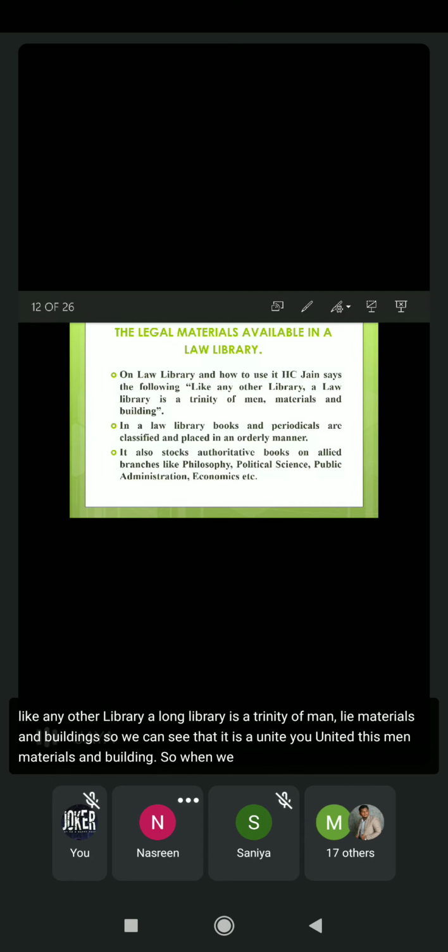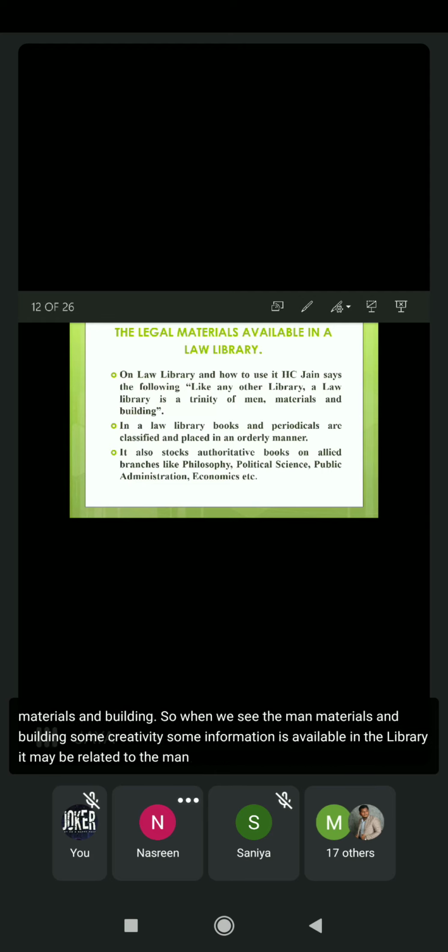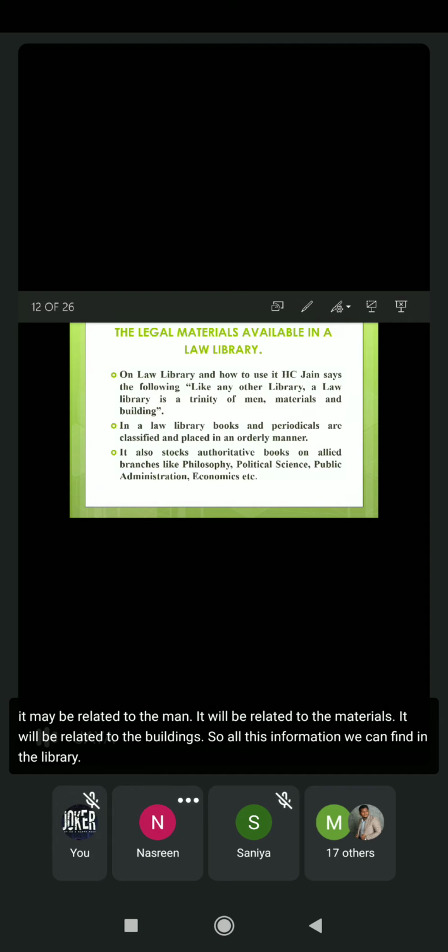When we see the men, materials and building, some creativity, some information is available in the library. It may be related to the men, it may be related to the materials, it may be related to the buildings. So all this information we can find in the library. In a law library, books and periodicals are classified and placed in an orderly manner.